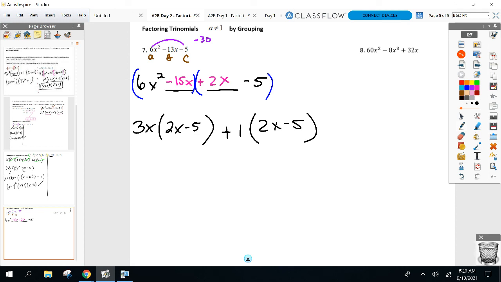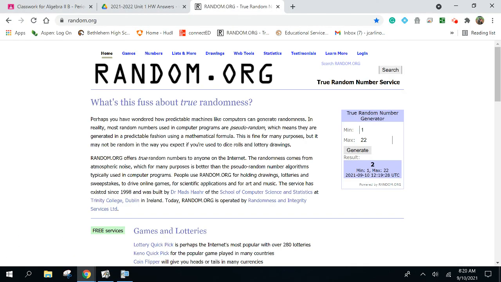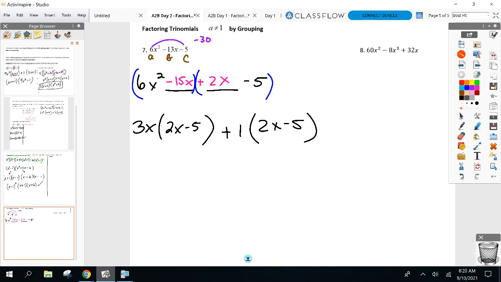Can I group this? Yeah, right? What's inside the parentheses match? Finish grouping for me. You're not done. Finish grouping. Connor? It would be 2x, yep, in parentheses, 2x minus 5. Good. Take out the GCF. And what's left when I take out a 2x minus 5 from both sides? 3x plus 1. There you go, guys.